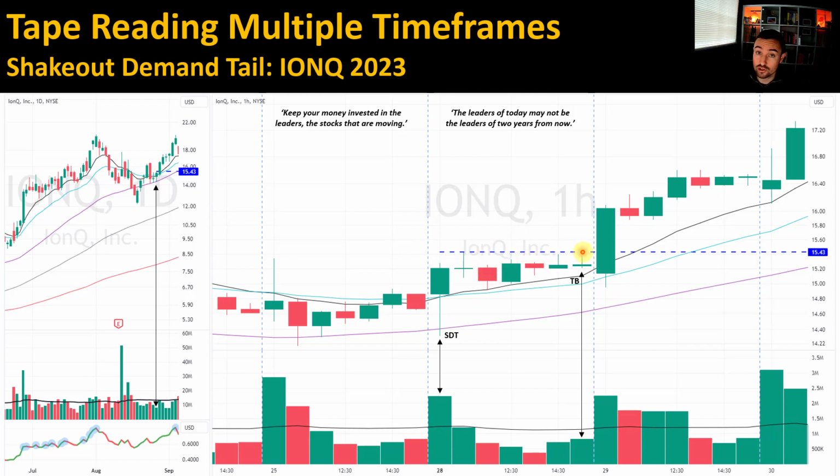So you can get really constructive action in terms of first 1 hour candlestick, shakeout demand tail, strong close, and then tight. In hindsight, I could have then placed my initial stop loss maybe here at like 1480 underneath these intraday areas of support.